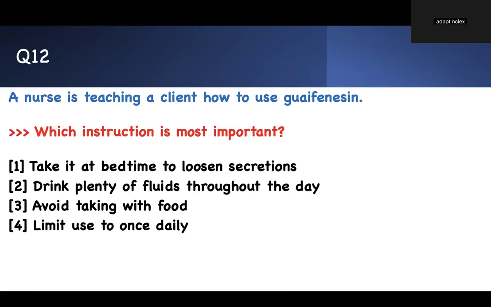Avoid taking with food. There's no indication that you can take it with food or without food. Limit use to once daily. You take it every 4 to 6 hours, so you don't need to limit use to once daily. Therefore, the right answer is what? Number 2, drink a lot of water.